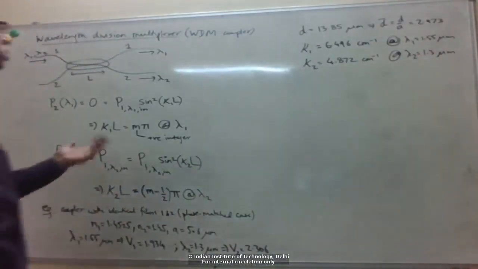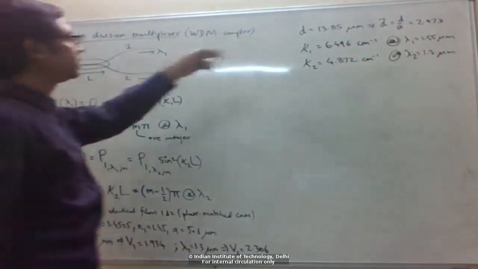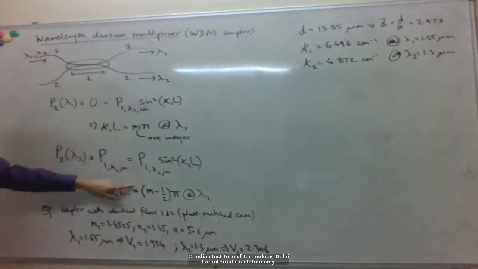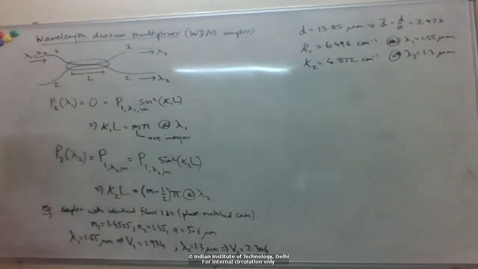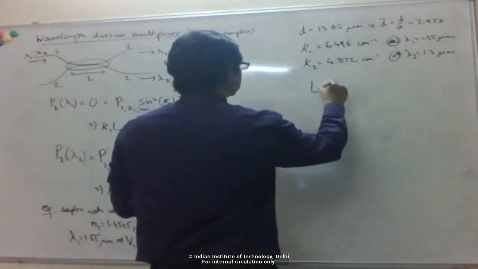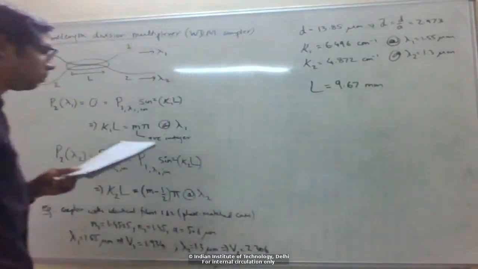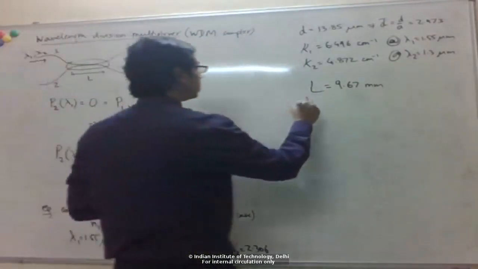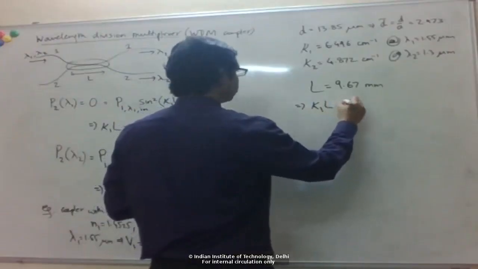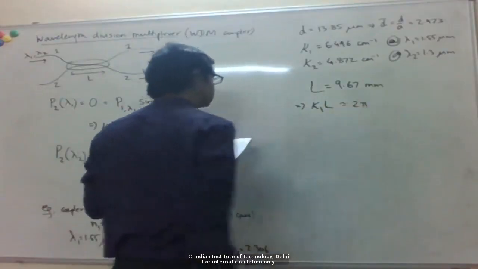So now we've decided on some separation, which gives us some coupling coefficient. Now we can decide on a length here such that these conditions are satisfied. If we choose, for example, L of this 9.67 millimeter, so kappa 1 L comes out to be roughly 6.28 something. So it's close to 2 pi.